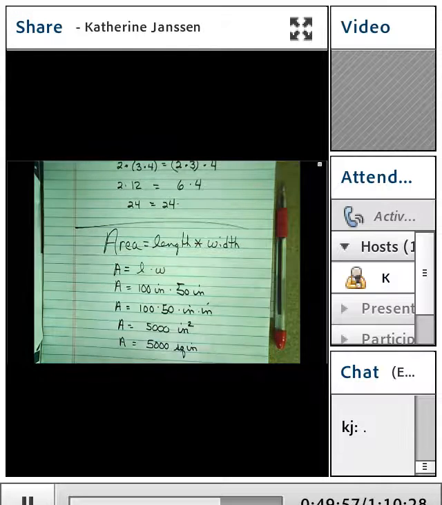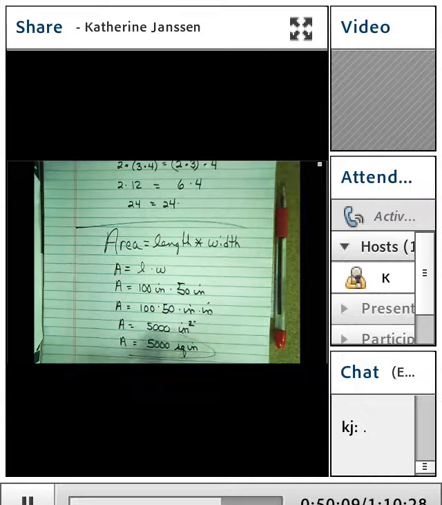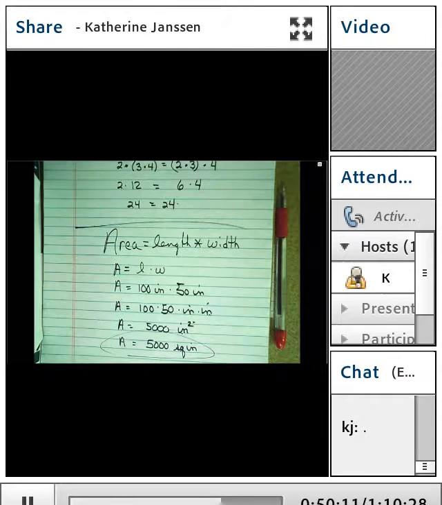This is making use of our exponents. Remember, a base times a base. Here's our base. It's the same base times itself 2 times. In area, we always end up with square unit labeling.